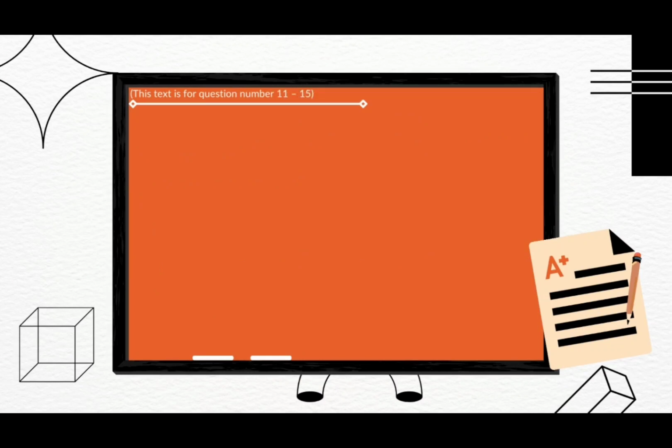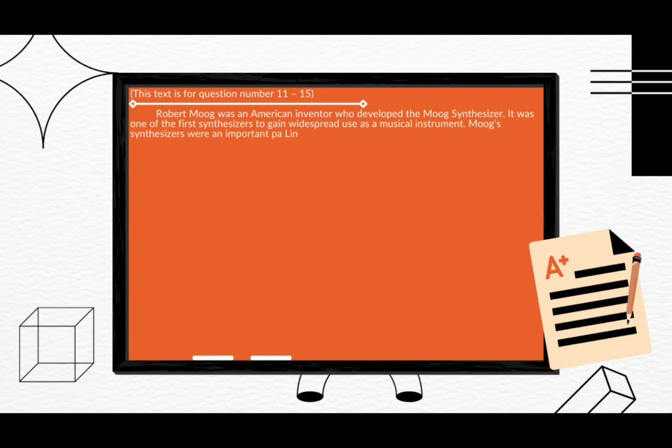This text is for question number 11 to 15. Robert Moog was an American inventor who developed the Moog synthesizer. It was one of the first synthesizers to gain widespread use as a musical instrument. Moog's synthesizers were an important line of musical innovation in rock and jazz music in the 1960s and 1970s.